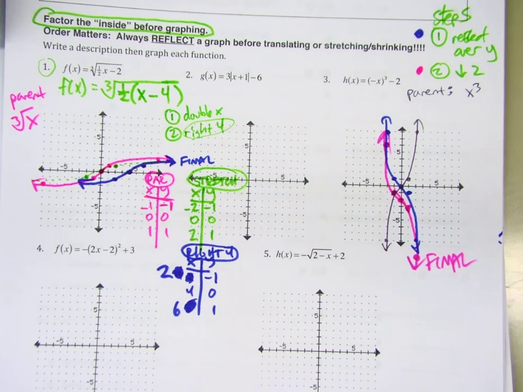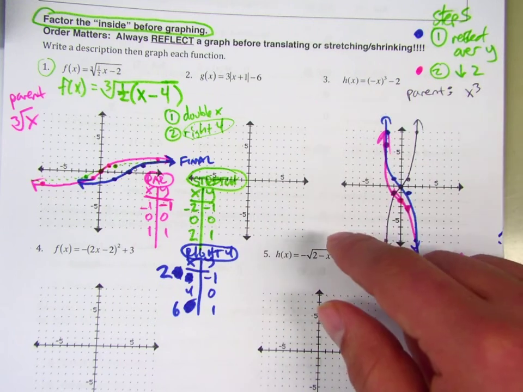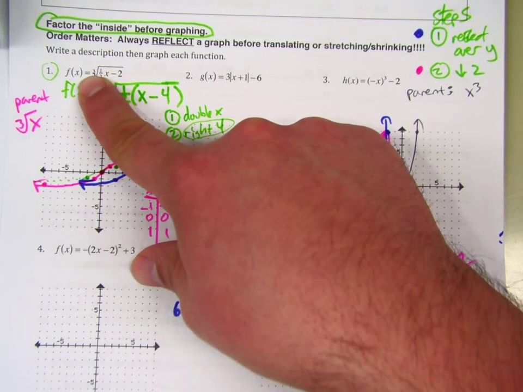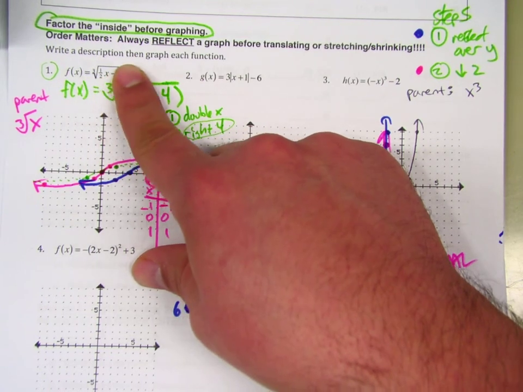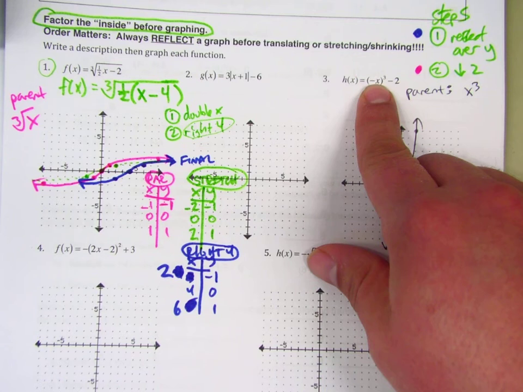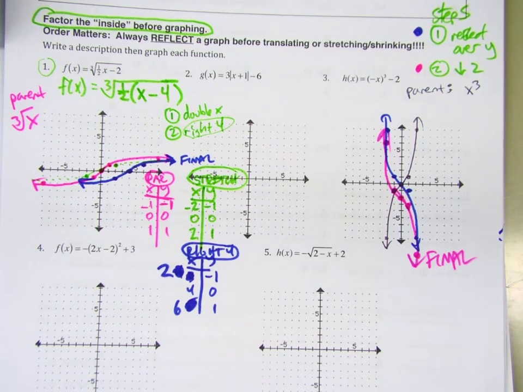Yes? Why did we reflect for the first one? Why didn't we reflect for the first one? Oh, here? Yeah. Because there was no minus in front. Thank you, I didn't understand your question. There was no negative in front of x, and there was no negative in front of the radical. Here we have a negative right in front of the x there. Does that make sense? Okay.